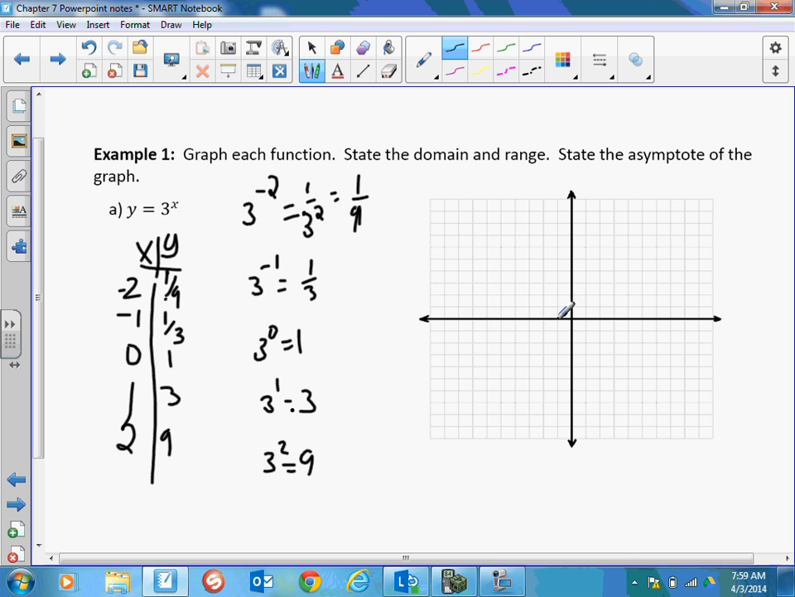Okay, so I'm going to plot those dots. -2, 1/9 would be very close to 0. -1, 1/3 will be a little bit above that, but not much. 0, 1 will be right here. 1, 3 and 2, 9. And then just make it as smooth as you can.